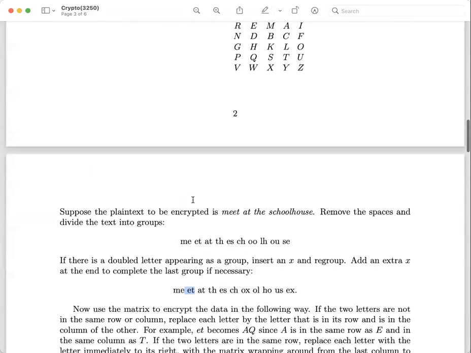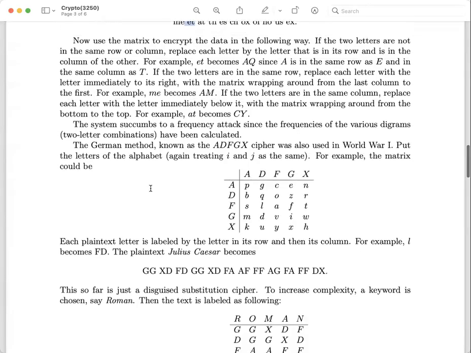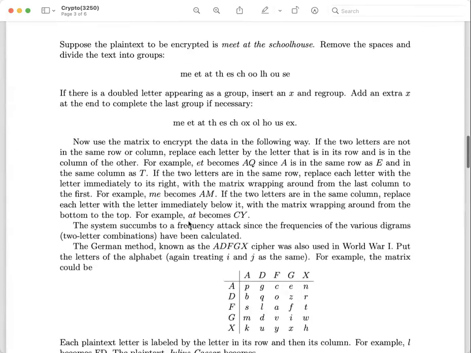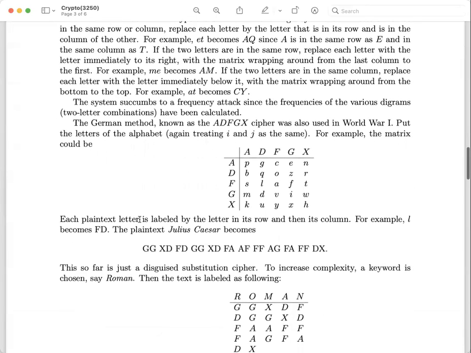And then ET. Those are in different rows and columns. ET would become AQ, because what you do is you take the row of the first one and the row of the second one. If you look at E and T here, you look at the value that's in this row and this column, which is A, and then the value that's in this row and this column, which is Q. So you get AQ, and this process is completely reversible. Everything is straightforward, and there you go.